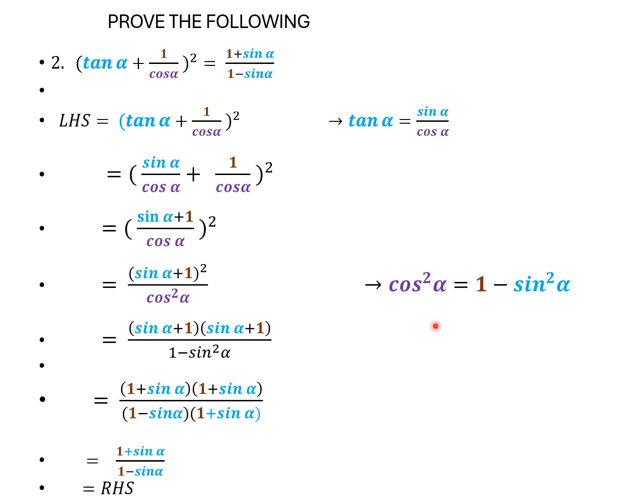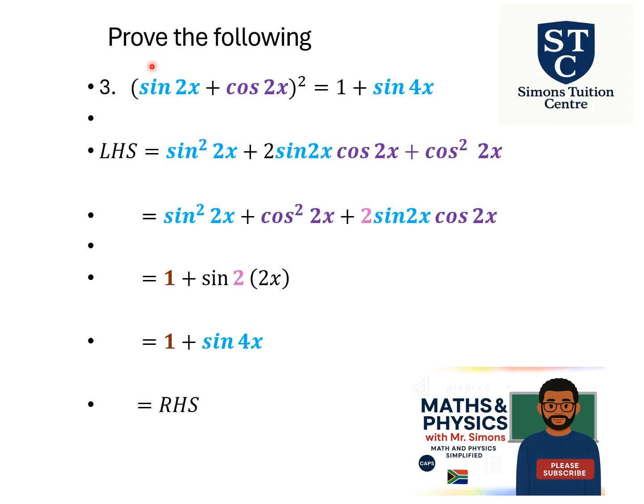Look at problem number 3. Again, I've given you two terms in a bracket and I've squared. So again, I'm going to test whether you remember there's a middle term. The answer we must get must be 1 plus sine 4x. So sine 2x times sine 2x becomes sine squared 2x. Sine 2x times cos 2x times 2 gives me my middle term. So I multiply the 2 in the bracket times 2. It gives me 2 sine 2x cos 2x.